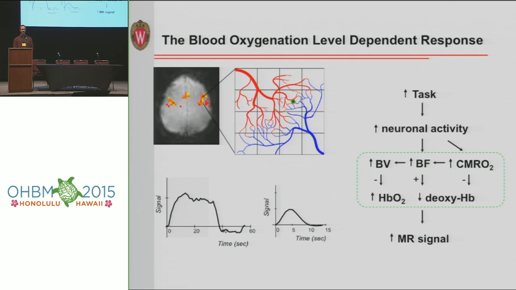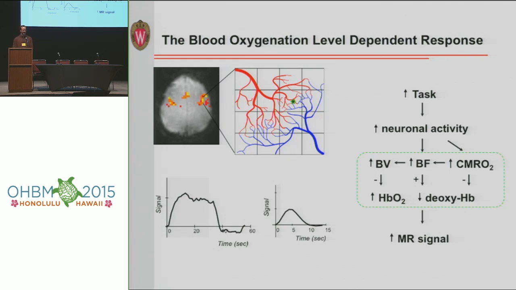So both of these effects, the increase in blood volume and increase in metabolic rate of oxygen, actually counteract against that blood flow. But as it turns out, the blood flow still increases enough to compensate both of these effects, and we still end up with a decrease in deoxyhemoglobin and an increase in the MRI signal.